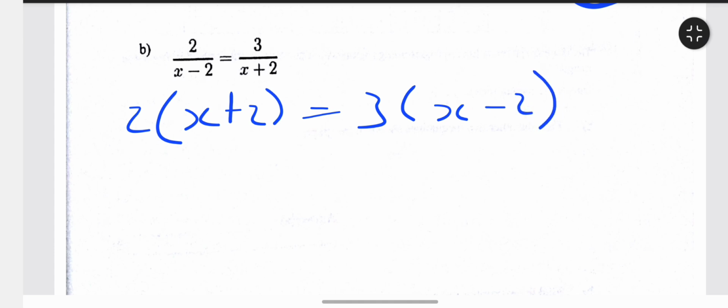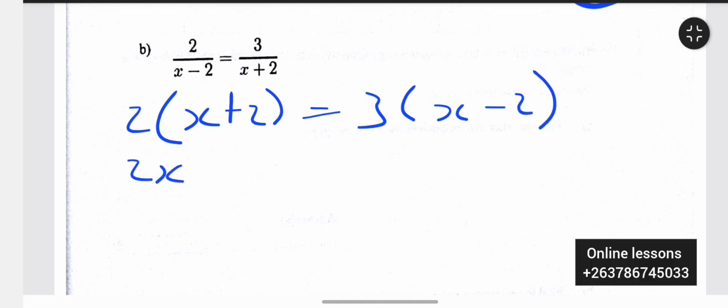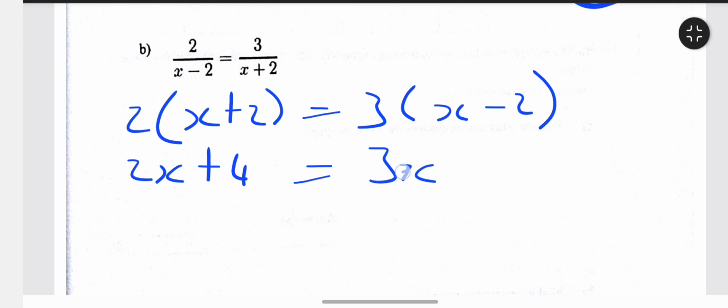Then we expand the bracket. So 2 times x, that's 2x, and 2 times positive 2, that's a positive 4, which is equal to 3 times x, we're going to get 3x. Then 3 times negative 2, that's a negative 6.